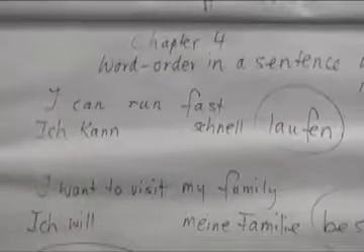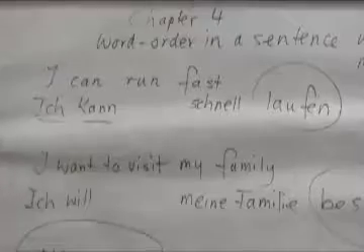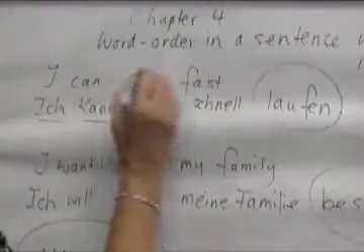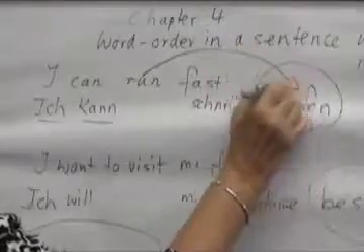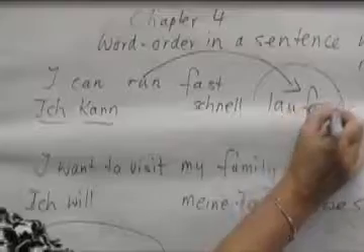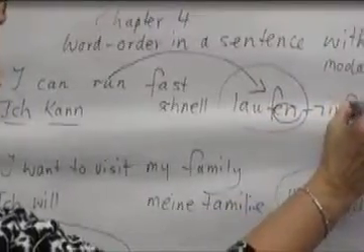Now look what the German sentence does. I can, same thing, subject, verb. But look where the run is. The run is all the way pushed to the end of the sentence. And it ends in en, so it's back in its infinitive form.